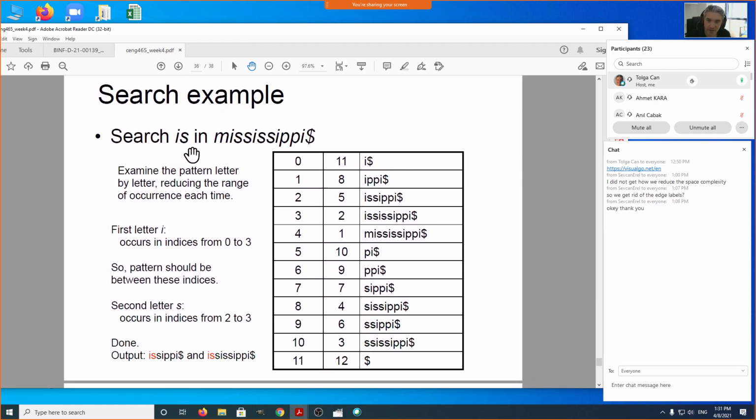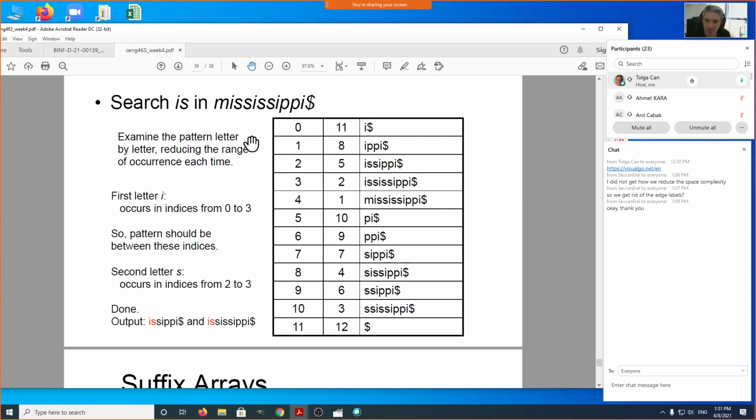Yeah, search is in Mississippi. How do we search is in Mississippi? We first, for the first letter, we search for I. It reduces the index to 0 to 3. So the pattern, if is occurs, it should be here. Okay, now we search for letter S, and then the low and high, these indices become 2 and 3. So two suffixes, ISSIPPI and ISSISSIPPI, contain the pattern is in as their prefixes. Okay, so this is how we find.